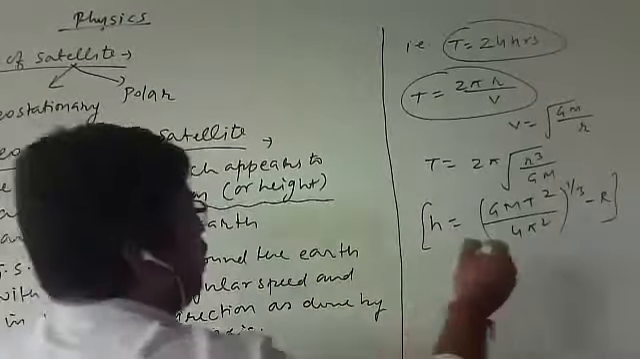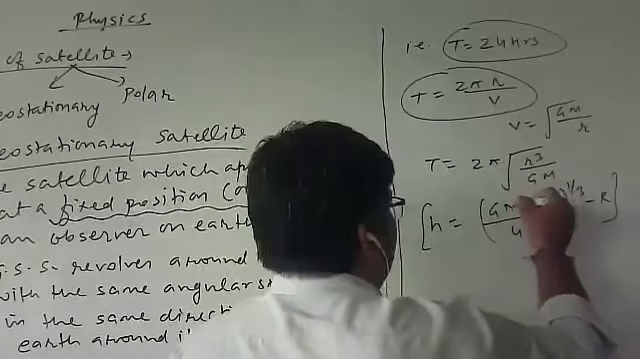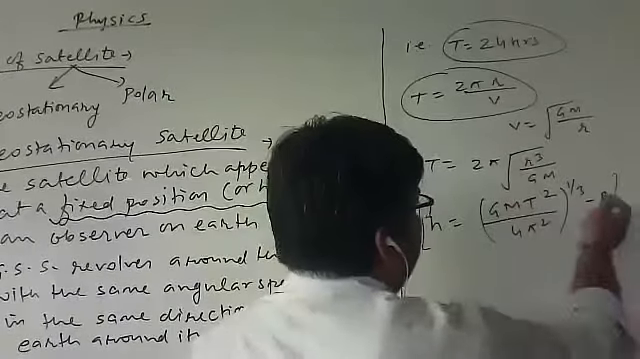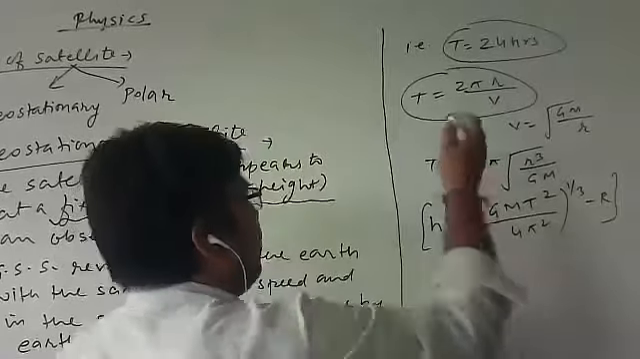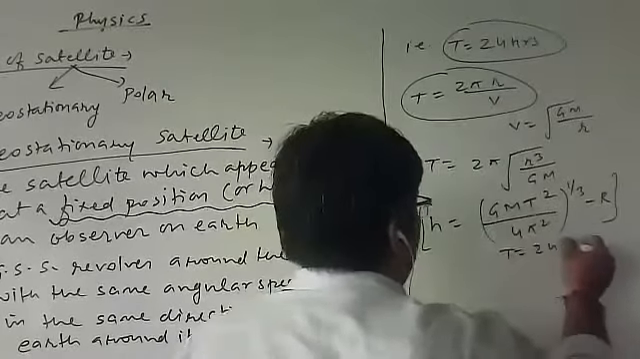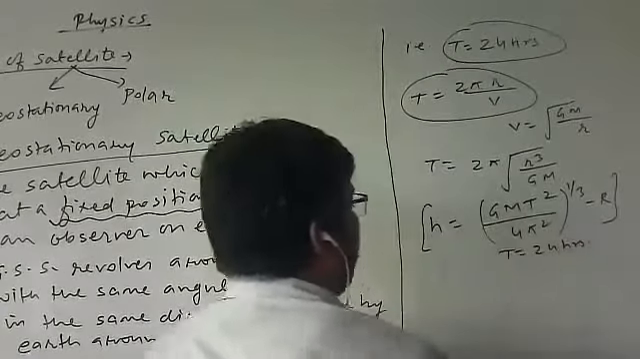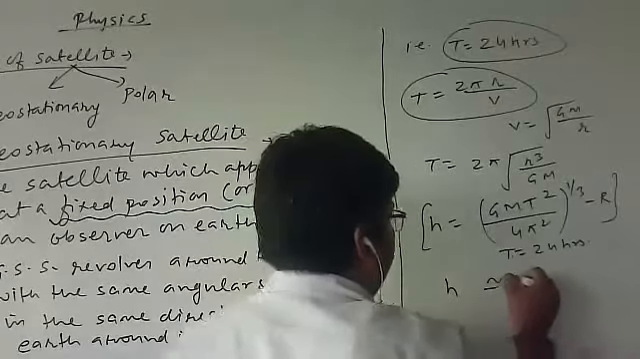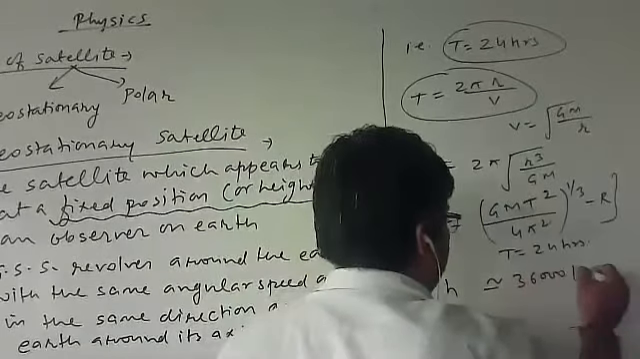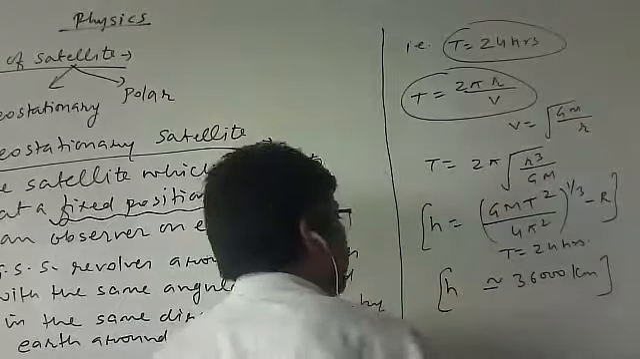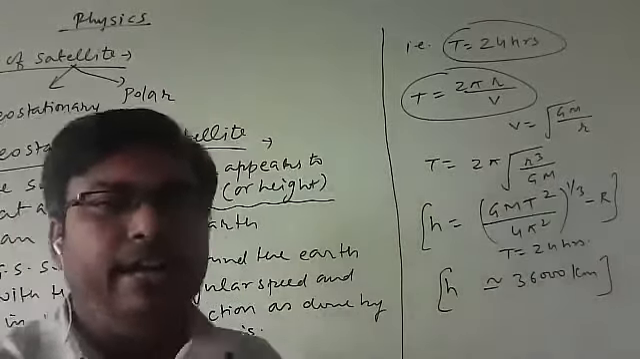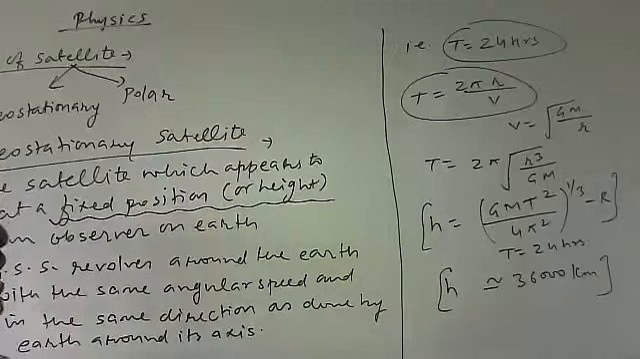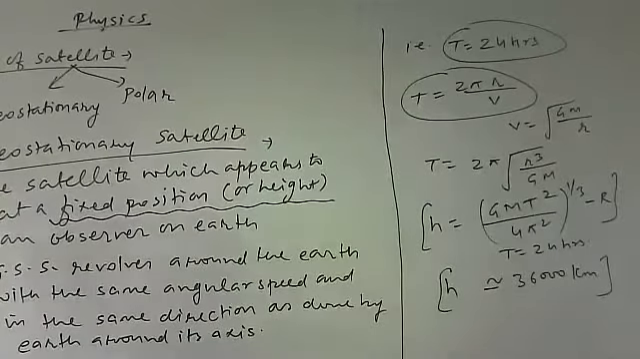Now, I know the expression of T. I know the mass of Earth. Capital G is always a constant. 4 pi squared is also a pure number. The radius of Earth is also known. So if I place T equal to 24 hours and know all the other data, then I will get h equal to how much? It is about 36,000 kilometers. That means the height of a geostationary satellite is about 36,000 kilometers, which is roughly 6 times the radius of Earth.